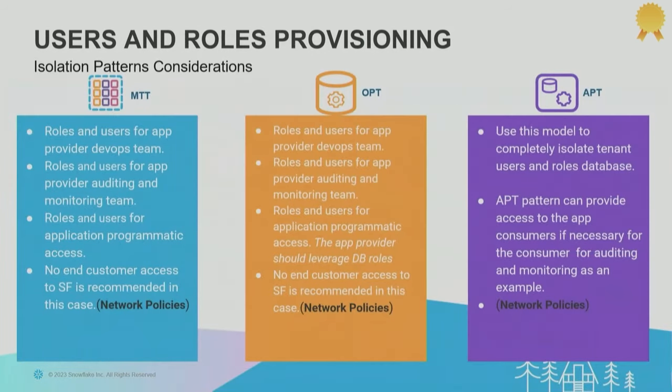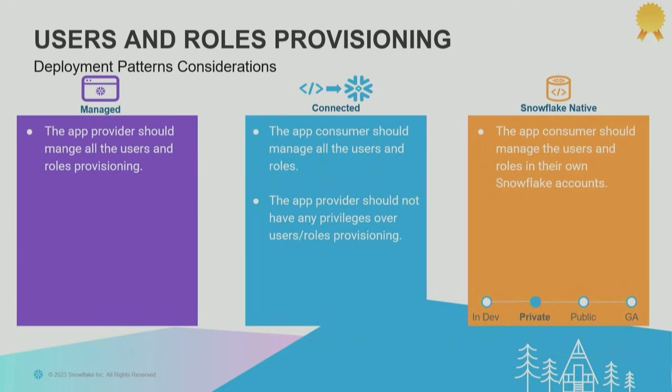Keep that in mind. Now, let's see how that plays out in terms of isolation patterns. First of all, it doesn't matter whether it's MTT, OPT or APT, you need to provision the users and roles. Now the thing I would like you to see here is that in MTT and OPT, normally the end customers or app consumers are not allowed to access Snowflake, so they don't need those users and roles. And to have an extra layer of security, remember defense in depth, you add network policies that Prasoon mentioned to allow only trusted IPs to log into your Snowflake account. Now in APT, every tenant has its own account. So maybe the app consumers want to access the underlying Snowflake account for compliance reasons and for auditing and monitoring. What does that mean from a deployment patterns perspective? For the managed app, the app provider should manage all aspects of users and roles provisioning.